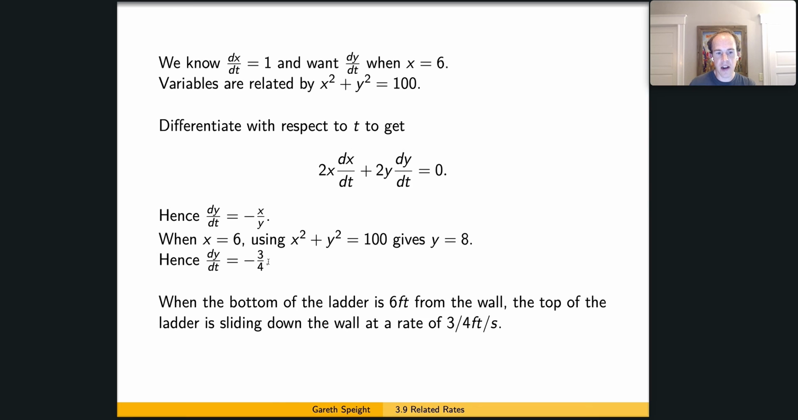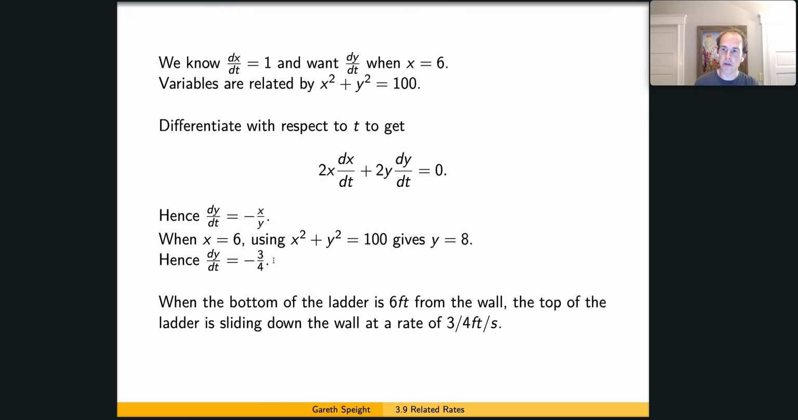And finally, we interpret that. So what does it mean for dy/dt to equal minus 3/4? We have a minus sign because y is decreasing. Remember, y was the distance of the top of the ladder from the floor. So the negative sign is telling us that y is getting smaller, so the top of the ladder is going down. The top of the ladder is sliding down the wall, and the rate is 3/4 feet per second. Okay, so this was our conclusion.